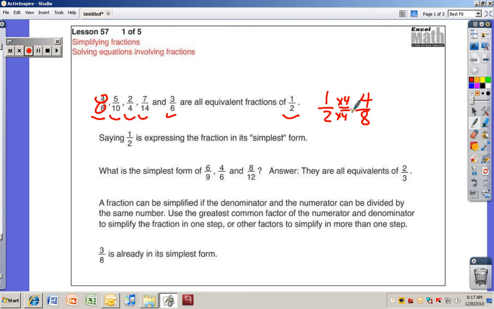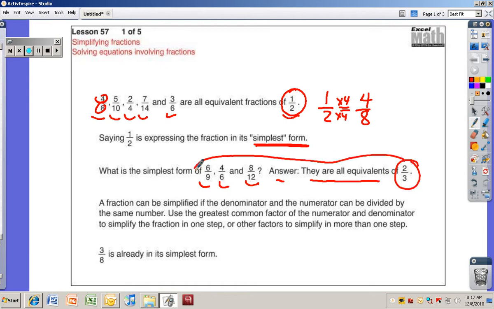Saying 1/2 is expressing the fraction in its simplest form. So when they ask you for an answer in its simplest form, it means you cannot divide top and bottom by any number to change it to a different fraction. What is the simplest form of 6/9, 4/6, and 8/12? The answer, they are all equivalent to 2/3. 2/3 is the simplest form of all those fractions.